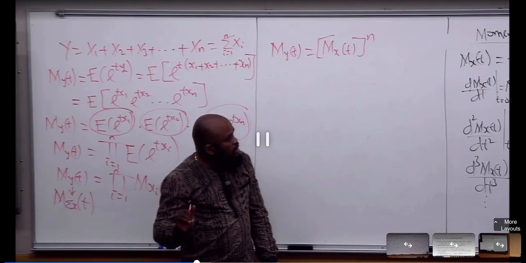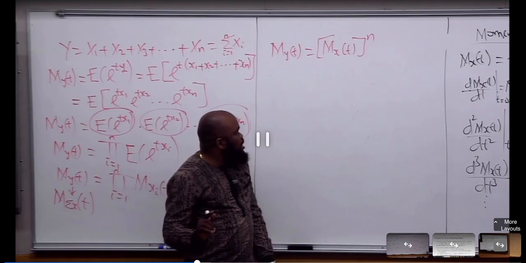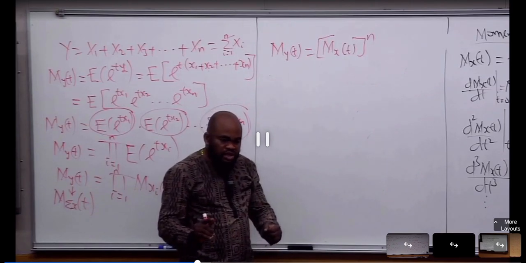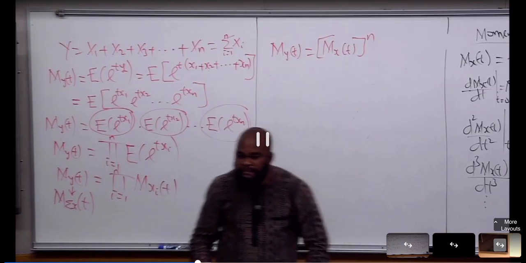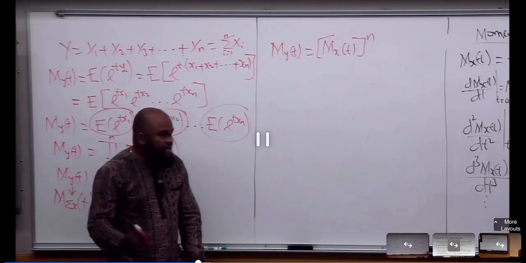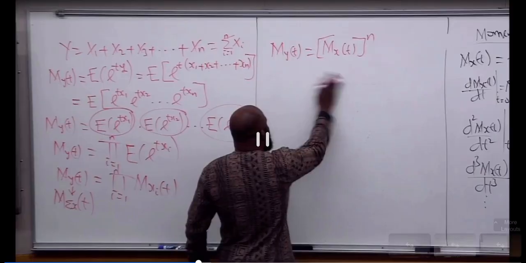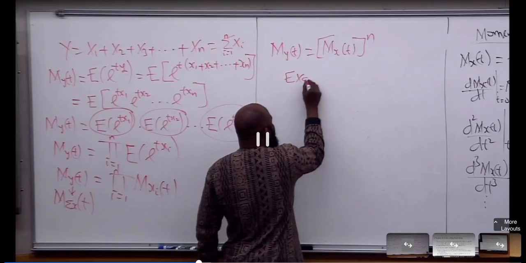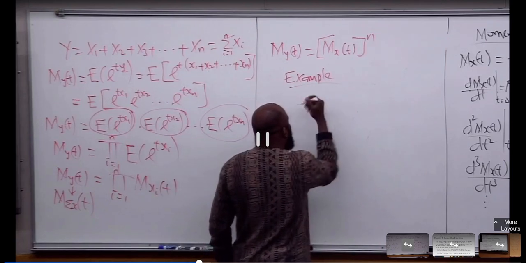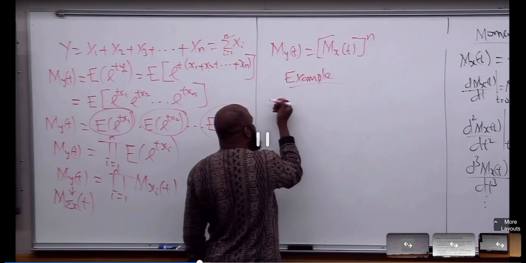And I'm going to give you an example right now. An example can be found with a connection between Bernoulli and binomial. Please pay attention. Now take a look at this. Let's say I want to have an example right now. Let me first start from Bernoulli.